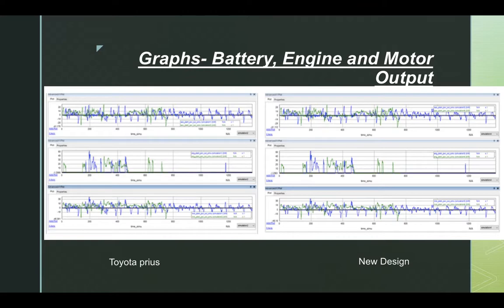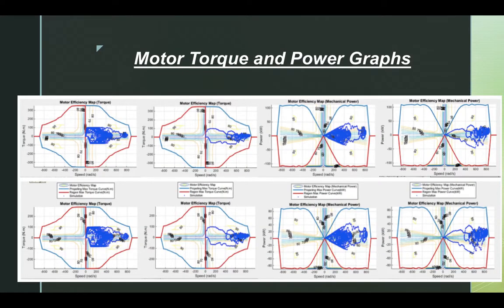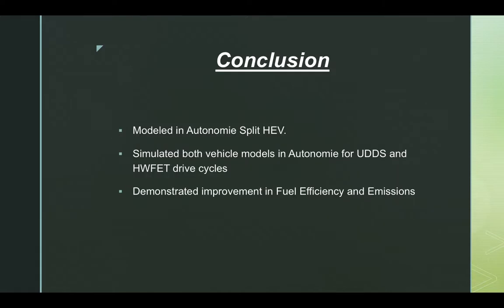On the left side, it is the Prius graphs, and on the right side, it's my new design's graphs, and these are the motor torque and power graphs. As you can see, above are the graphs for the Prius model, and below are graphs for my model. Since I've taken the parameters very near to the Prius model, it has basically similar torque and power graphs.